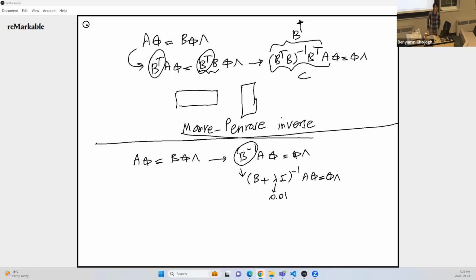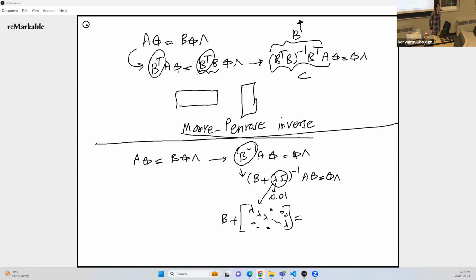What am I doing here? Rather than having B inverse, I'm having B plus lambda I inverse. What does plus lambda I do? So lambda I, what is that? It's that diagonal matrix with lambda on its diagonal, right? Then I have B plus this. What does it do? It adds lambda to the main diagonal of B, and then I inverse it. In other words, I'm strengthening the main diagonal of B.